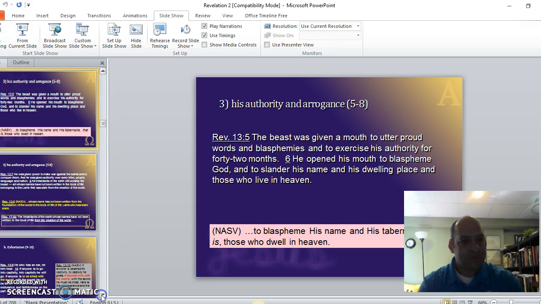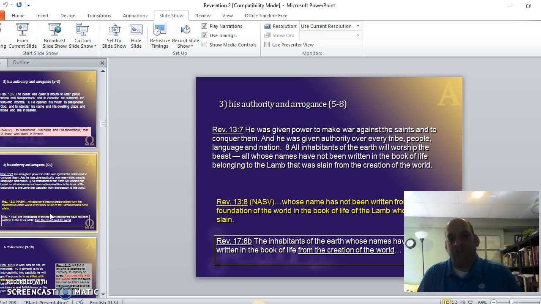And so you move through the PowerPoint slide. His authority and arrogance are continued to be described here. He was given authority, so God is granting this. This is based on God's providential and sovereign plan. He makes war against the saints.